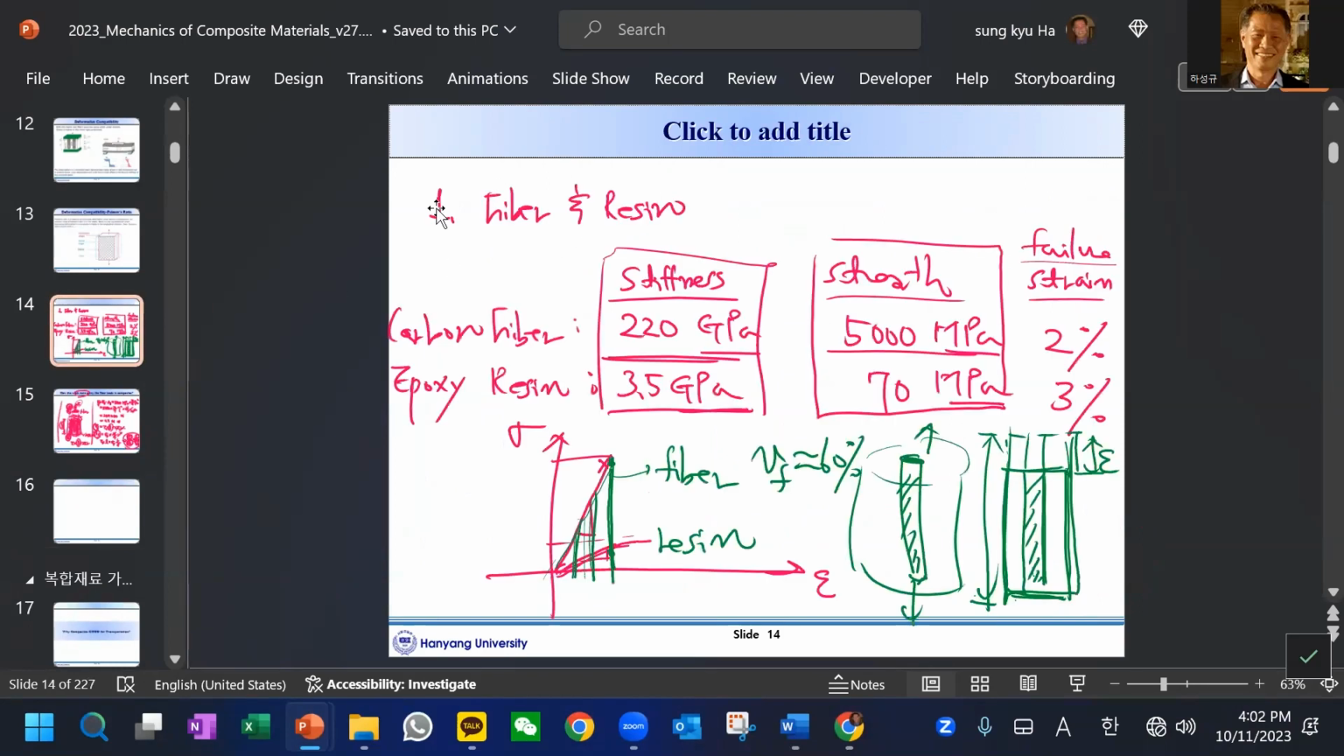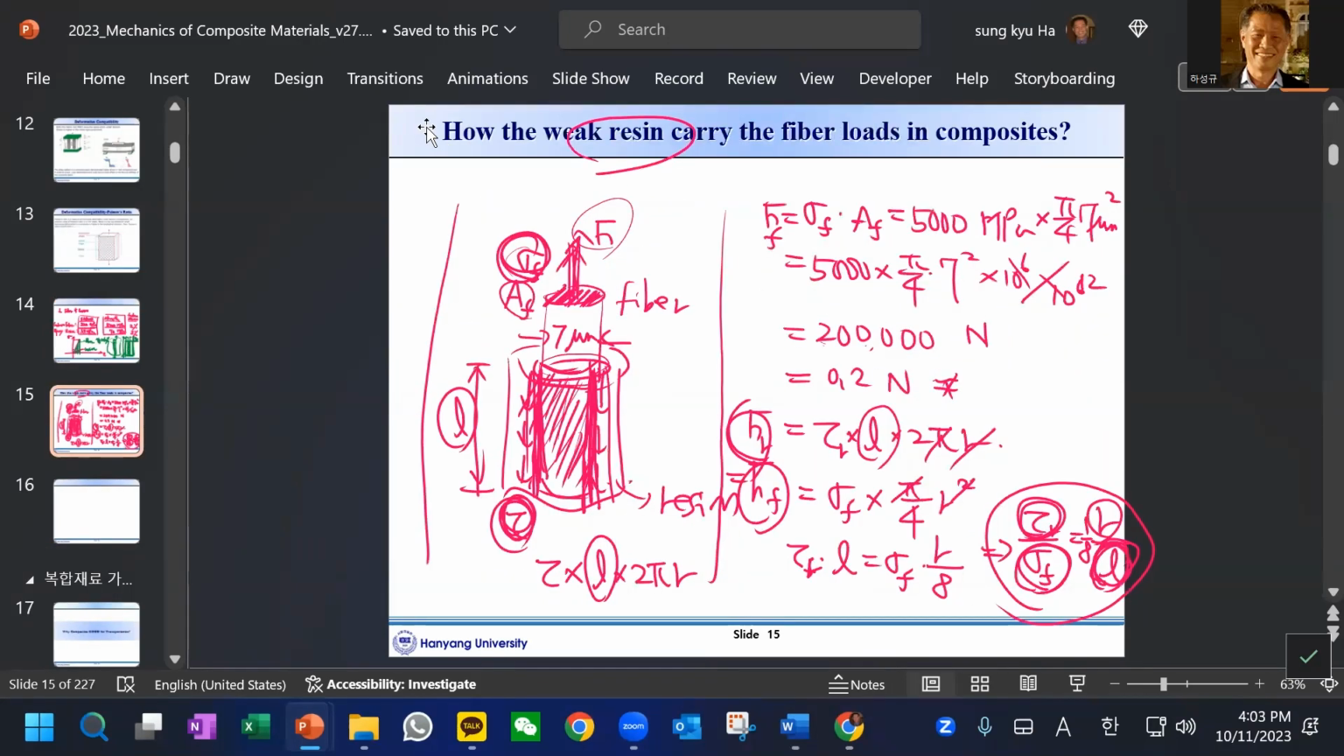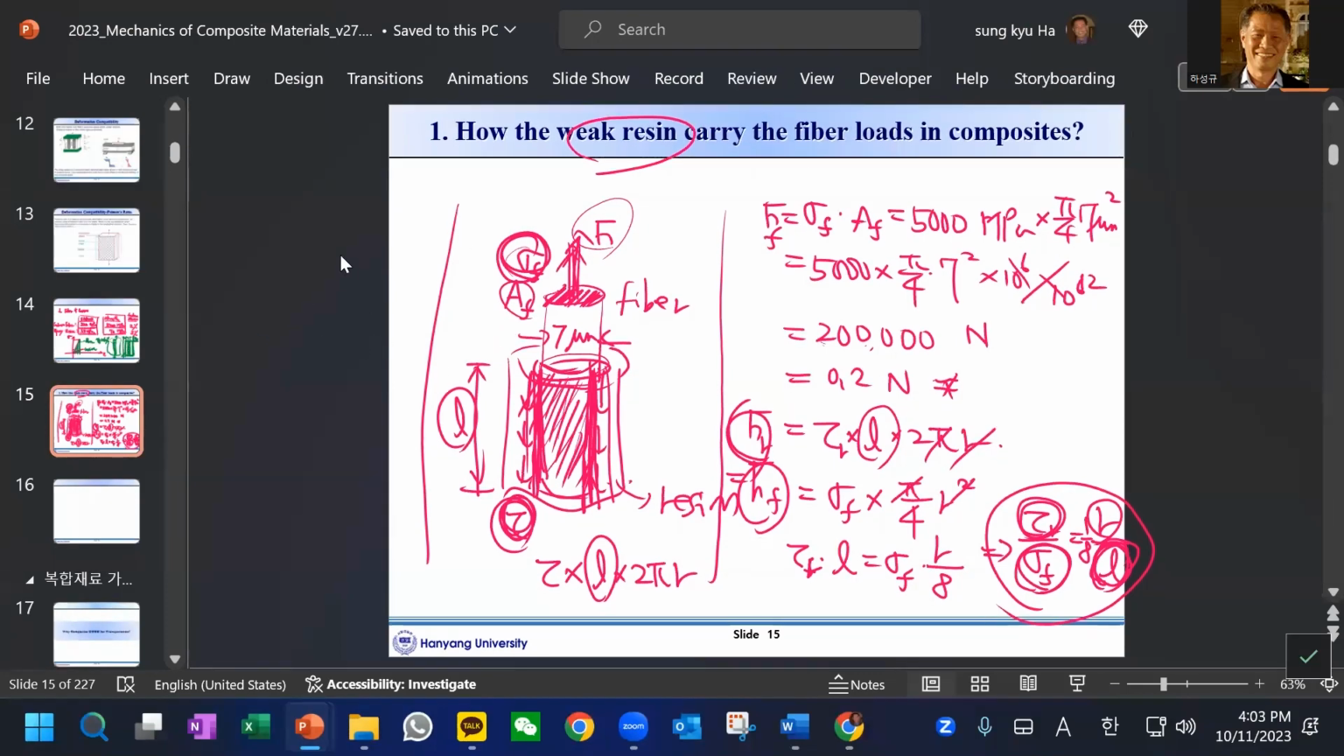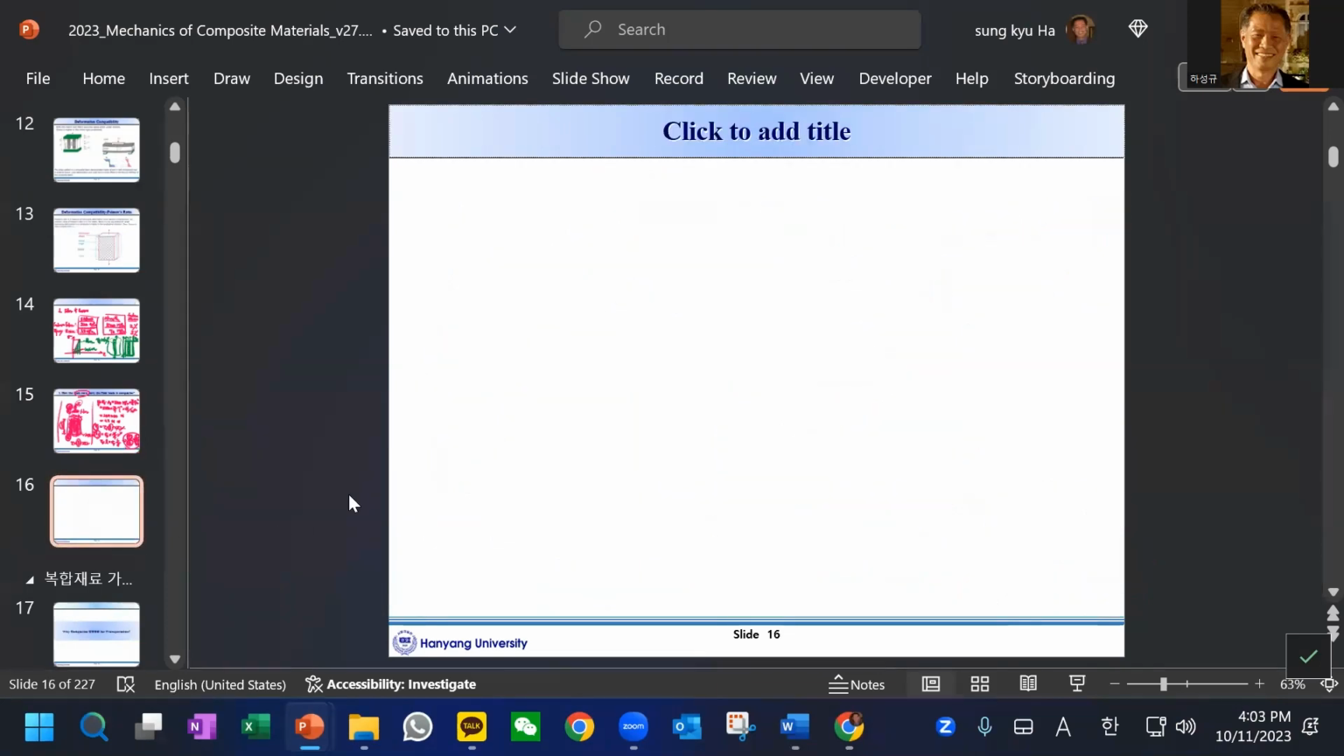I will say this is the first issue. This thing is not well discussed in general textbooks, I mean the description of composite material. But from my experience, this is one of the most important in understanding of composite.